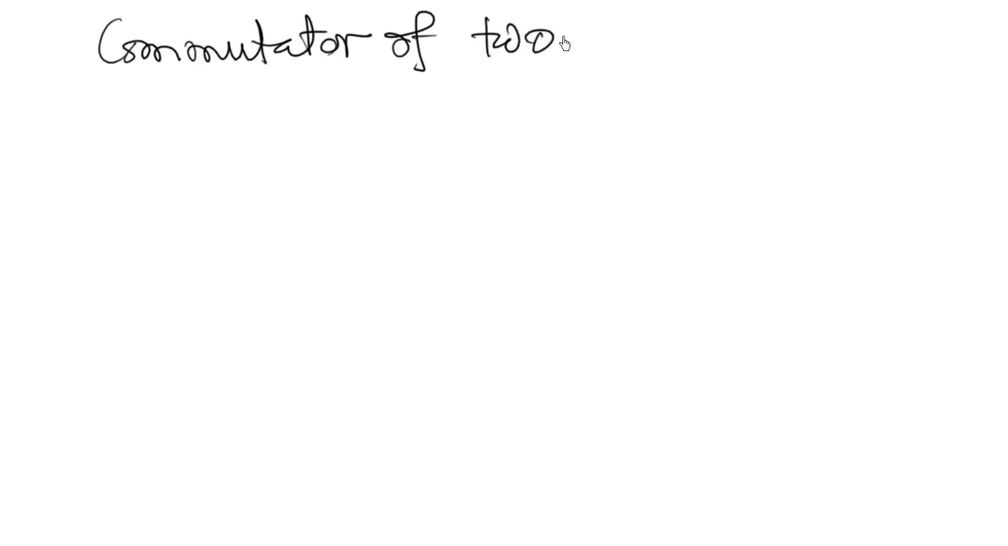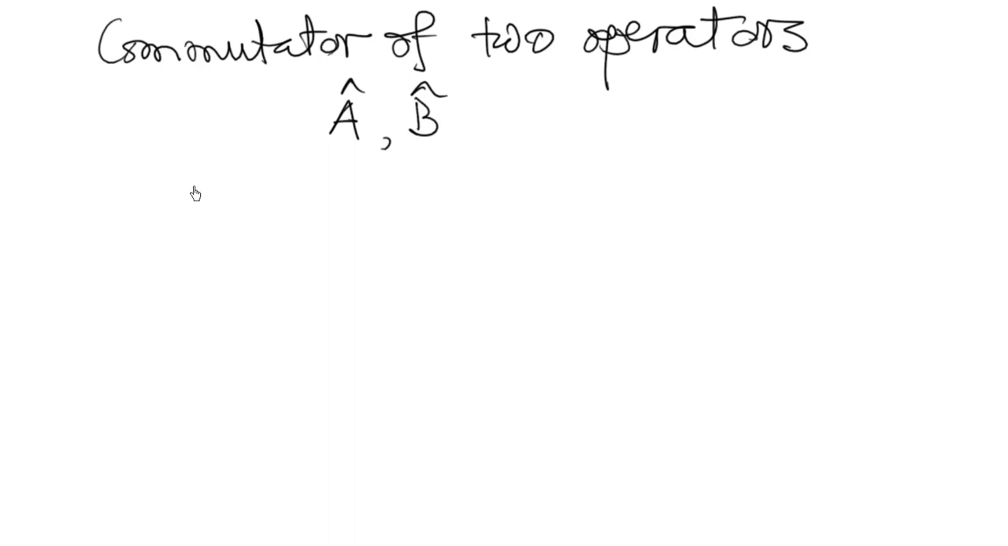In this lecture, we shall consider Heisenberg's uncertainty principle. Before going to discuss the Heisenberg's uncertainty principle, let us discuss the commutator of two operators. Let us consider that A and B are two operators. Then the commutator is defined by this.